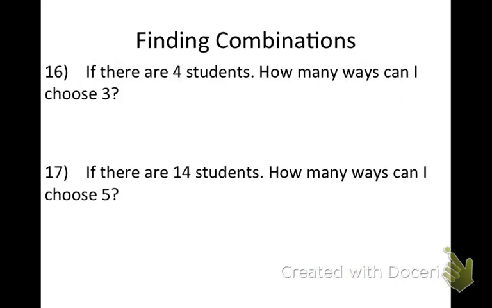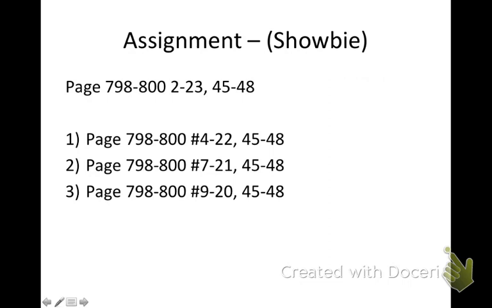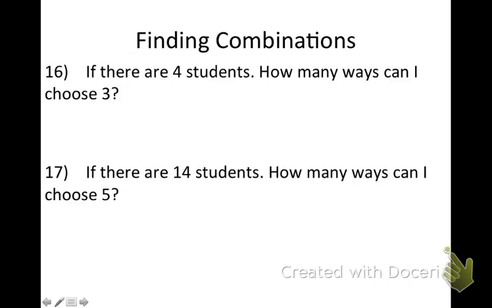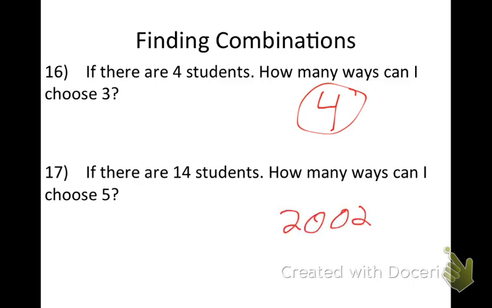Try these 2. These are the combinations now. If there are 4 students, how many ways can I choose 3? If there are 14 students, how many ways can I choose 5? All right, Mr. Carlson, what did you get for 16? 4. Yep, there are 4. And what about number 17? Mr. Heiss. 2002. 2002, nice job.